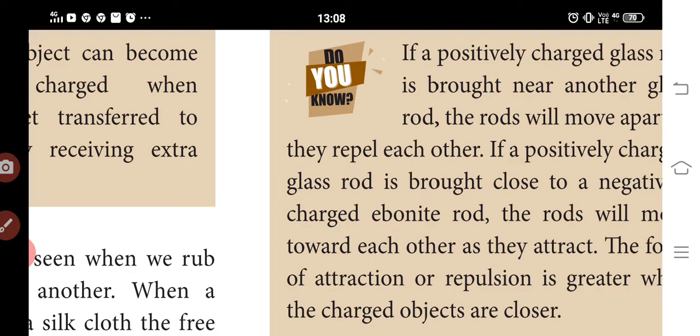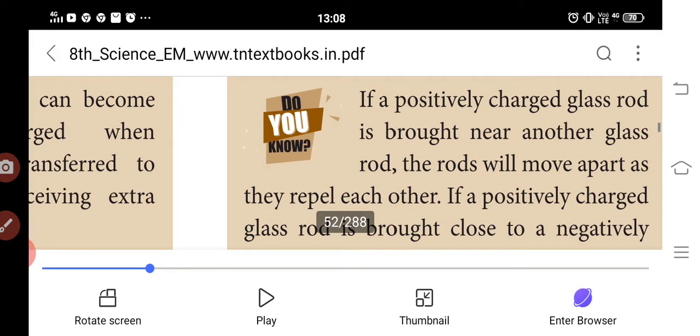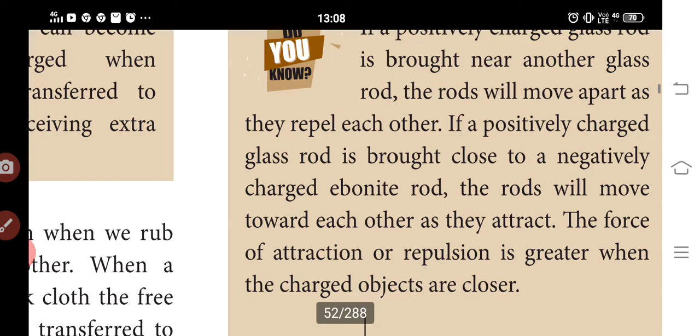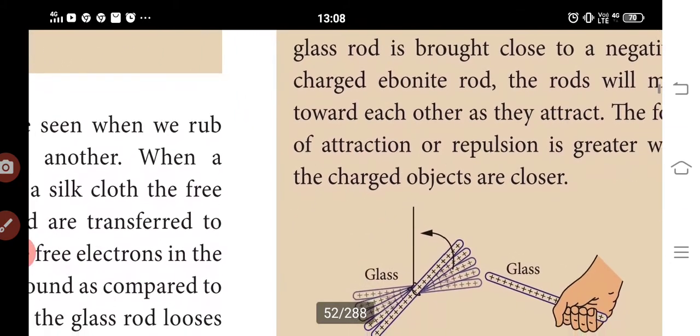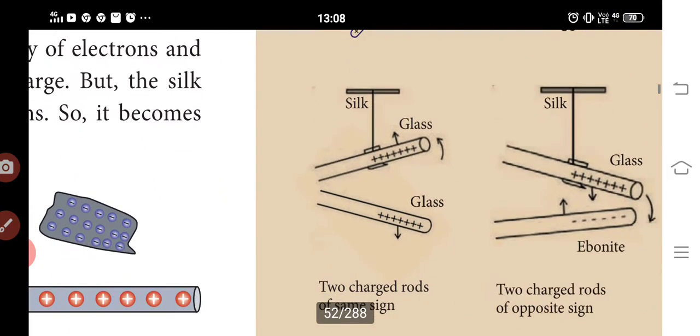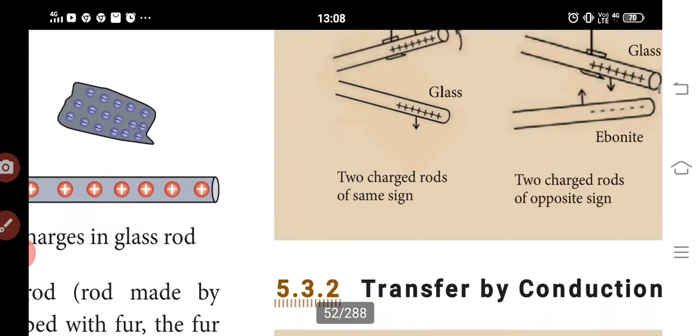If a positively charged glass rod is brought near another positively charged glass rod, the rods will repel each other. If a positively charged glass rod is brought close to a negatively charged ebonite rod, the rods will move towards each other. So the force of attraction and repulsion is greater when the charges are closer. Like charges repel each other, unlike charges attract each other. So you have to find this out in the experiment.